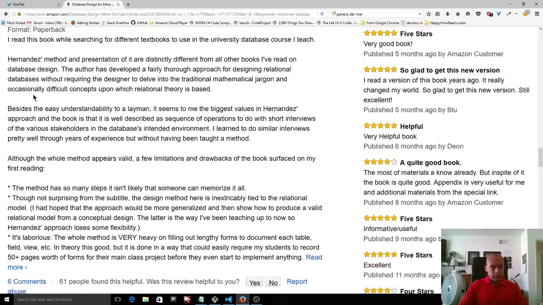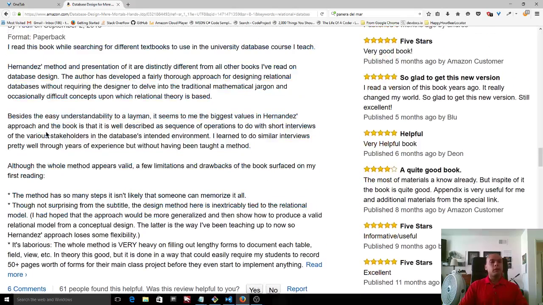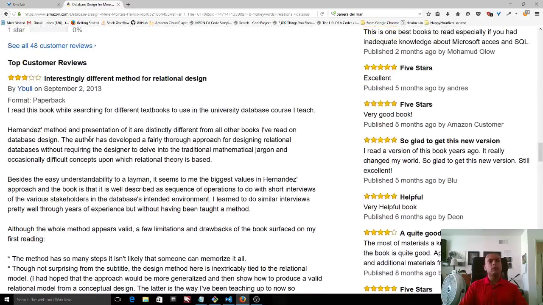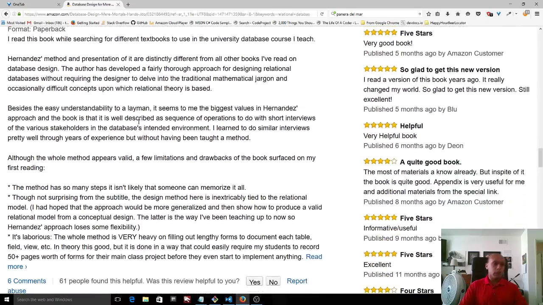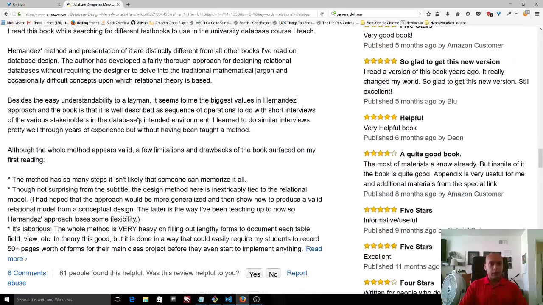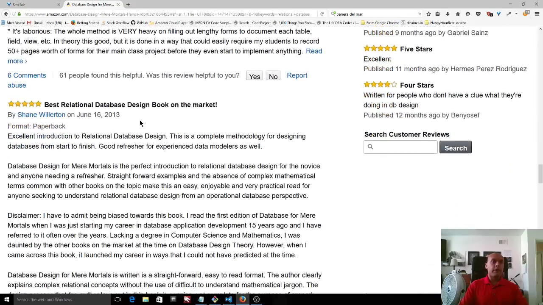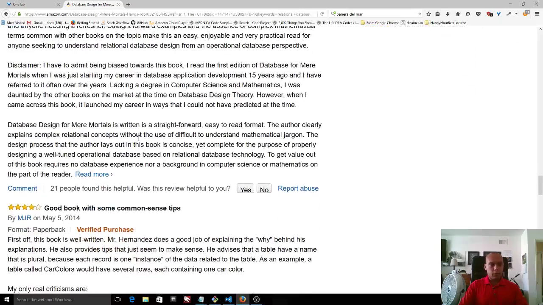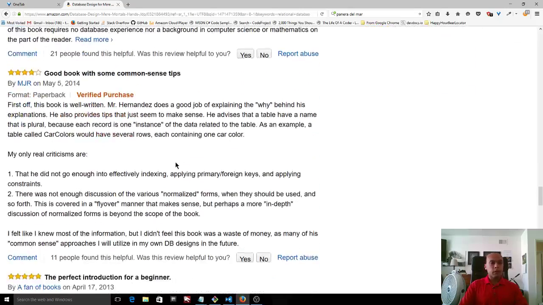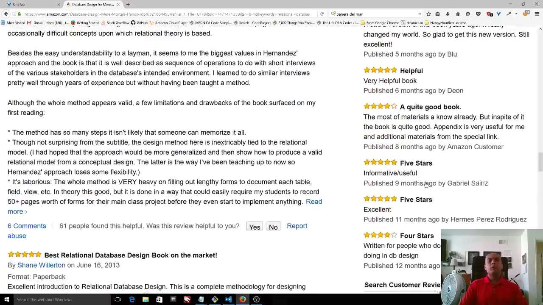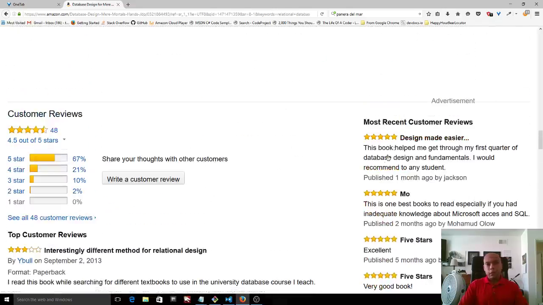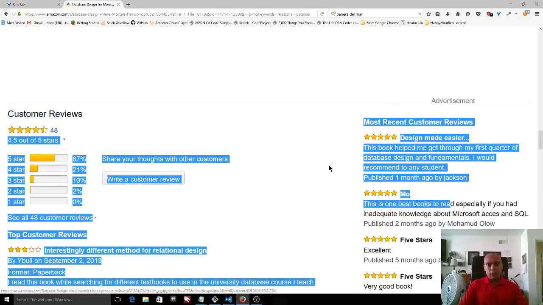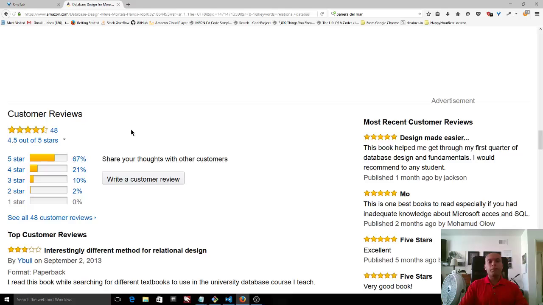Just by skimming this review, I realized this book is teaching a certain method for designing a relational database. I don't think he's using those things called normal forms. He's probably teaching something else, a unique perspective on it. Another says, best relational database design book on the market. Okay, so this is good. Good book with some common sense tips. So you peruse through these reviews and figure out whether what these people are saying is going to jive with what I'm trying to do.